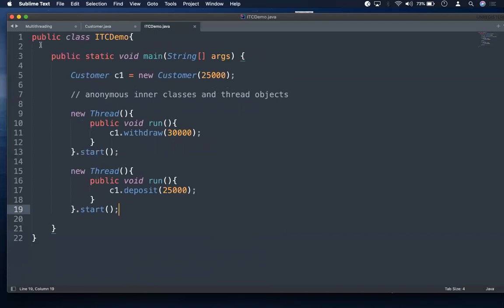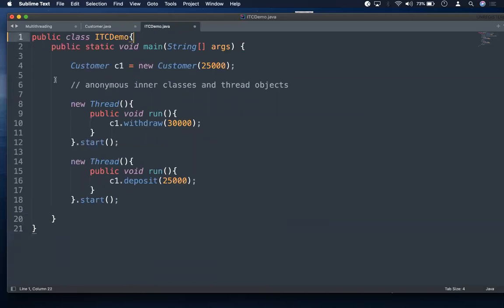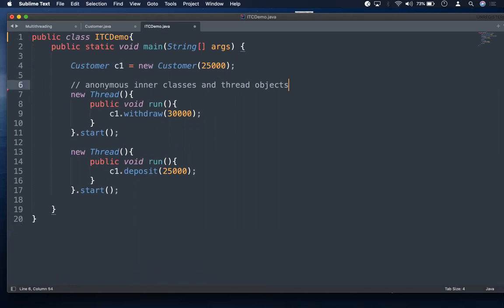So here I'm making things simple. I require two threads. Firstly, I'm creating a customer object with 25,000 as the balance. Now, I'm going to create anonymous inner classes, and this time I'm going to create anonymous objects also. For the anonymous inner class, I'm going to create an anonymous object and start it. So this is the simplest way. So I'm creating a new thread. See, here I am not pointing with a reference, that's why it is an anonymous object. This is my anonymous class, and for this anonymous class an object is going to get created and started.